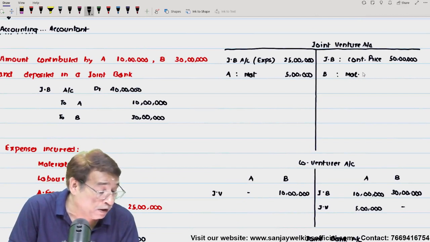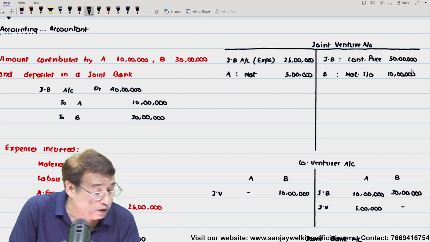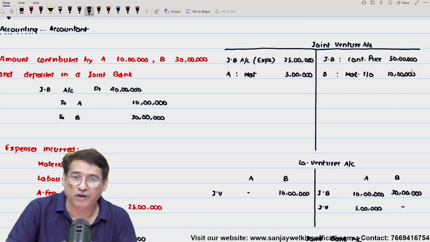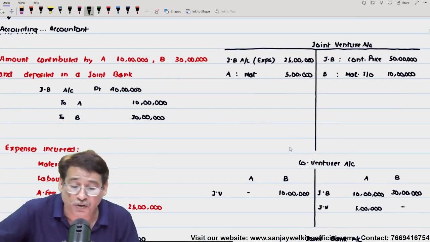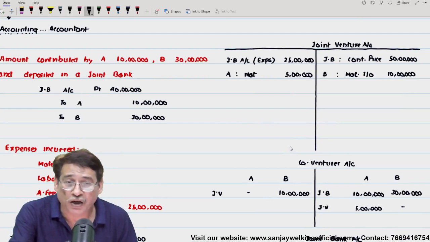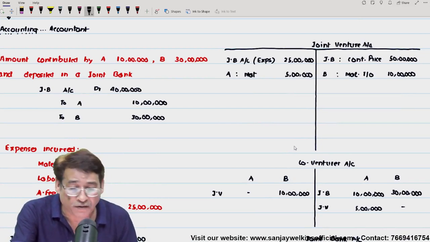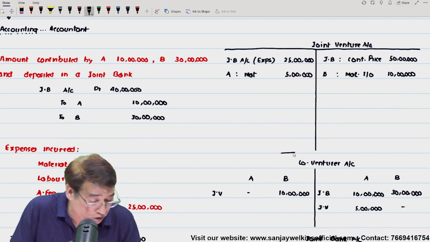Material taken over, T/O, 10 lakh. So all the transactions have been incorporated. Once all the transactions have been incorporated, then you are going to tally your joint venture account.